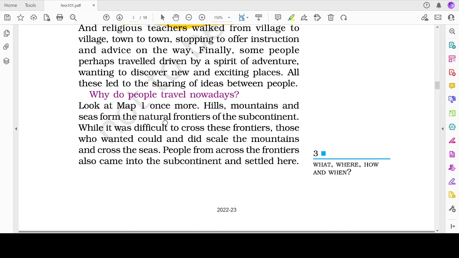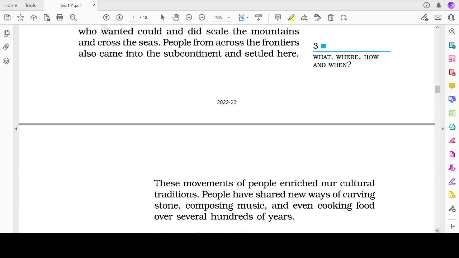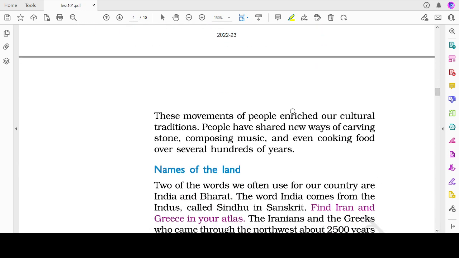Hills, mountains, and seas form the natural frontiers of the subcontinent. While it was difficult to cross these frontiers, those who wanted could and did scale the mountains and cross the seas. People from across the frontiers also came into the subcontinent and settled here. These movements of people enriched our cultural traditions. People have shared new ways of carving stone, composing music, and even cooking food.